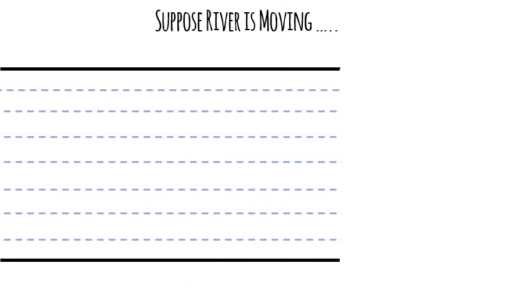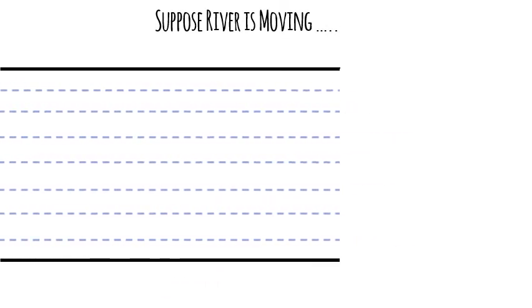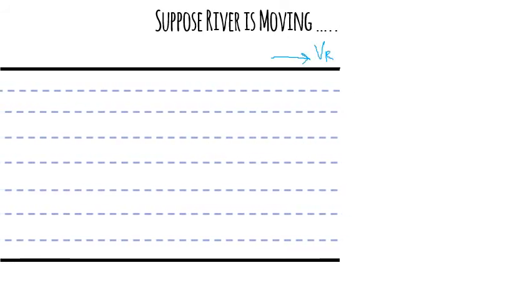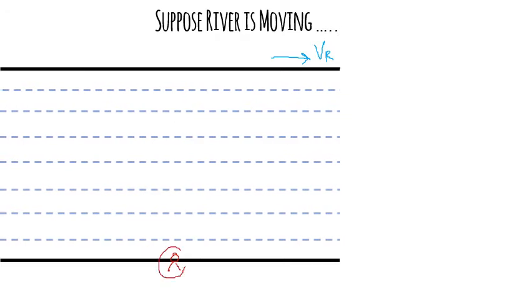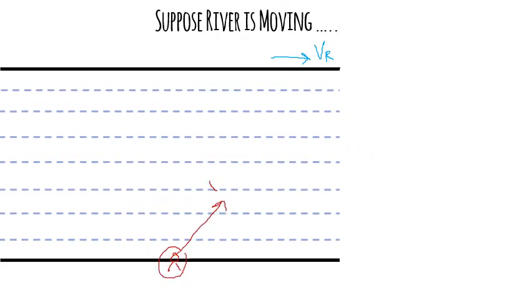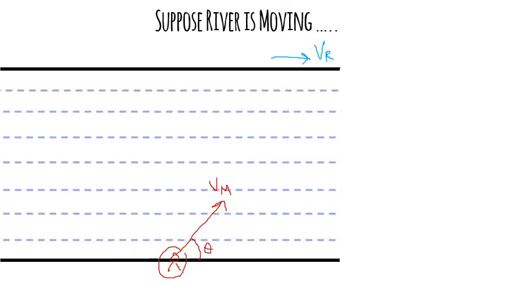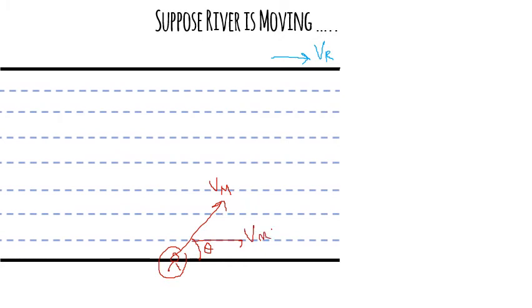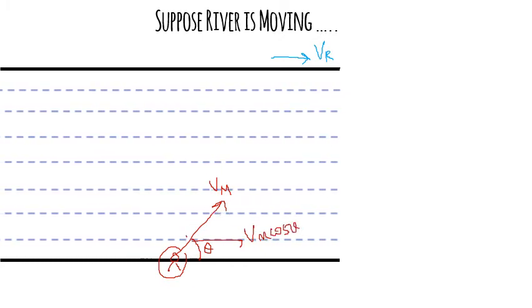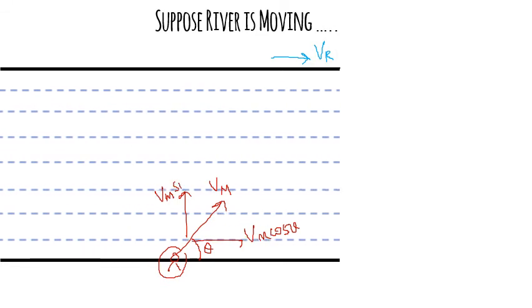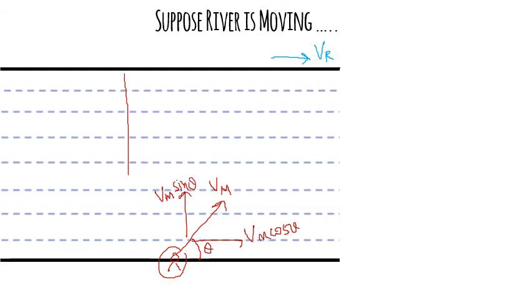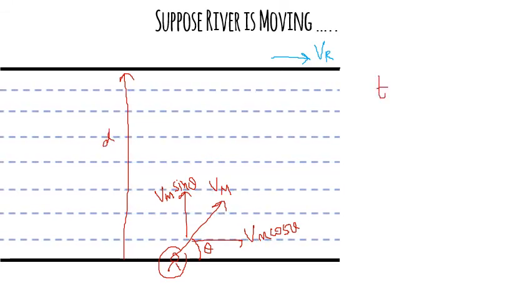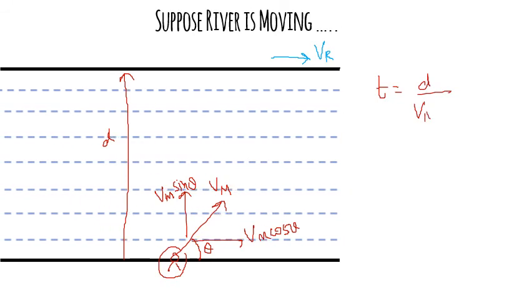Now suppose the river is also flowing with velocity Vr, and our person is here. Suppose the person travels with velocity Vm at angle theta. Vm will have two components: Vm cos theta in the direction of the river and Vm sin theta perpendicular to the direction of the river. The distance to travel in the perpendicular direction is d, so the total time taken to cross the river will be the same, d upon Vm sin theta.